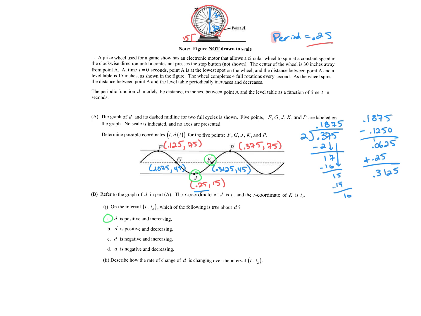All right, and then part 2 now. Describe how the rate of change of D changes over the interval. All right, so D is what? Concave up. D is concave up. So the rate of change of D is what? Increasing.